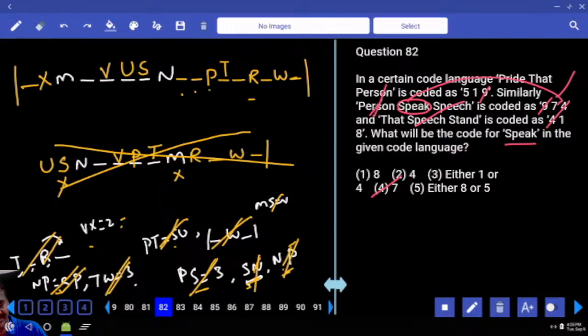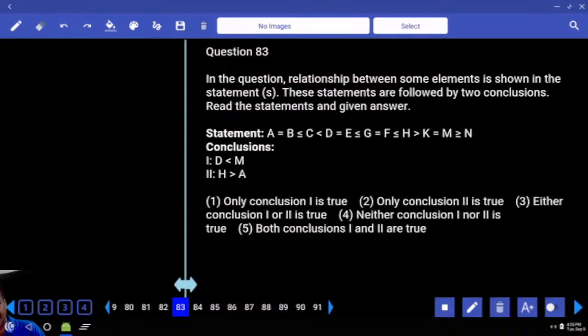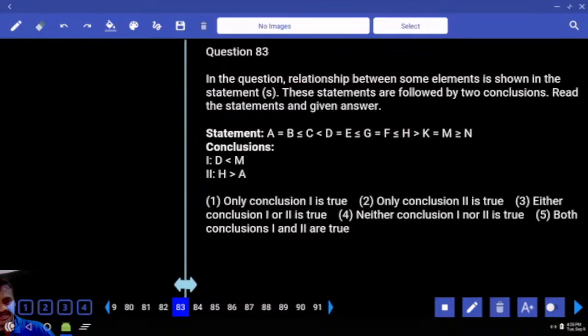Now 83 and 84, 2 questions under this. Now inequalities, first or the second priority. And first or the second, first one. D is here, M is here. Now between D and M. Now opposite symbol, no relation. H and A. A is here, H is here. A to H, A lesser than H. H greater than A. Only 2, choice 2, question number 83.